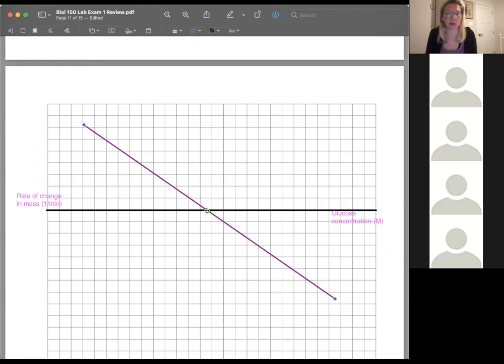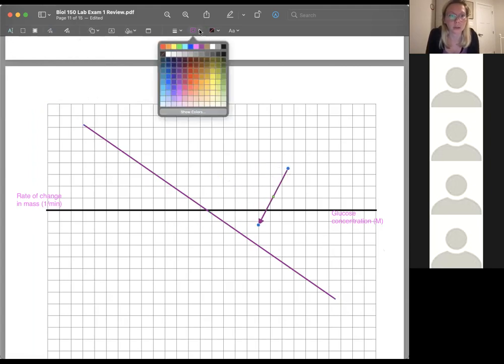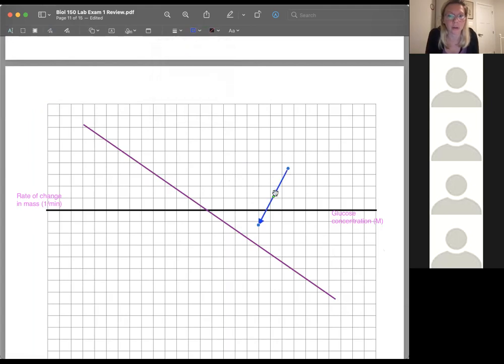And then this point right here where this line crosses the x-axis, what is that point called? Exactly. Yeah, that is your isotonic point. Very good. Let's make this one a different color. So this point right here, that's going to be your isotonic point. That's what makes this graph kind of necessary in that experiment, in that report.